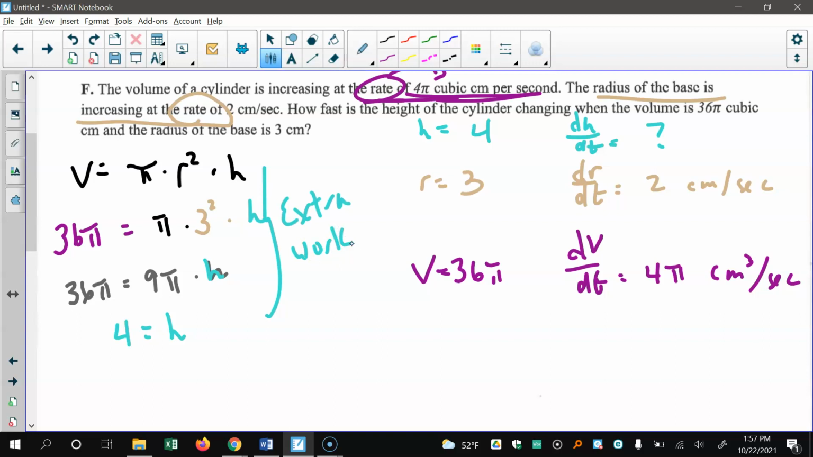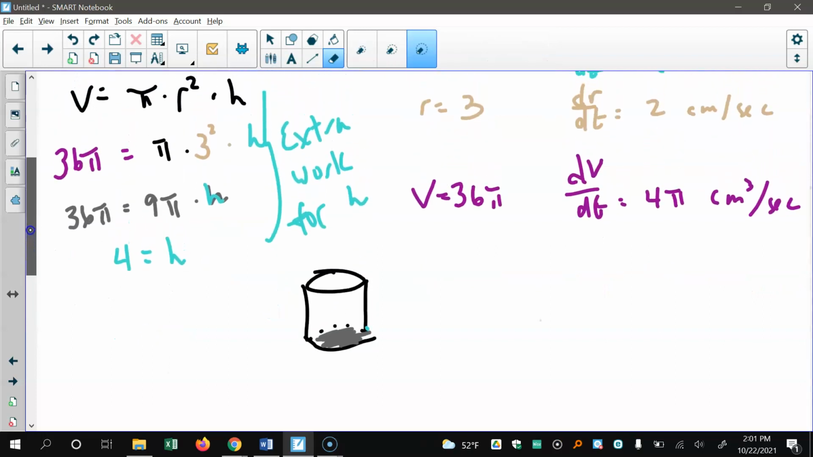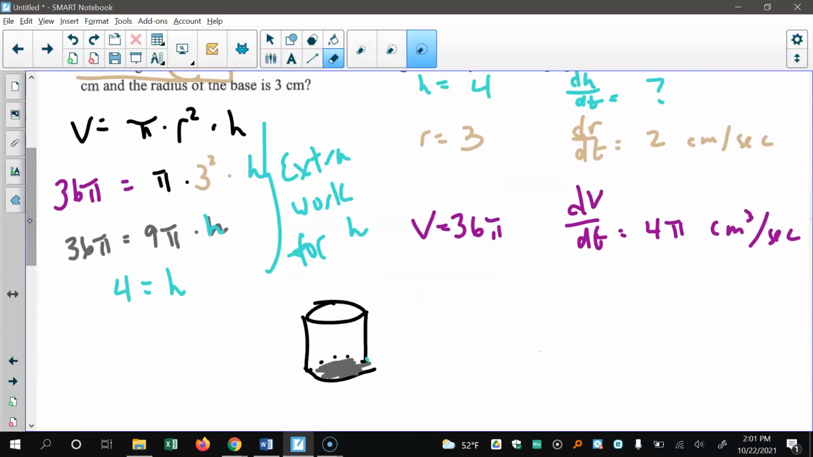Extra work for h. Now I drew a cylinder for you, and it's beautiful. And we are going to have the radius changing when we start filling up that cylinder. We're going to have our height changing. Okay, so that means we can set up our volume equation. We're going to go and take a derivative, but when we take that derivative, we are going to need a product rule with some implicit differentiation.